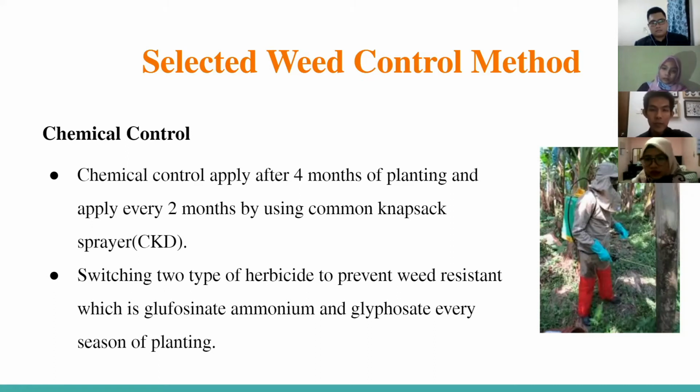Besides that, to prevent herbicide resistance of the weeds in our plantation, switching between two types of herbicide is applied, which uses glyphosate for the first season of planting and glufosinate ammonium for the next season of planting. This can help break down the resistant trait or the offspring of the weeds that have resistance to the herbicide we use. So next.